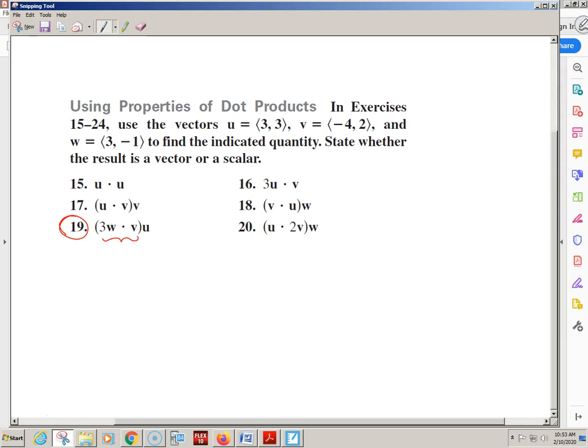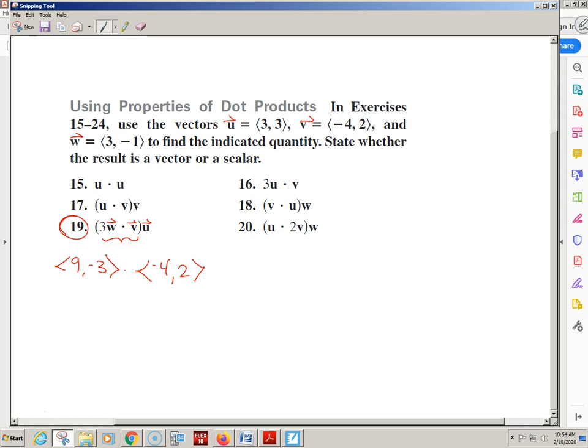PEMDAS, parentheses first. It works for vectors. So we want to do a dot product, but technically we don't just want W, we want 3W. Coming back up here, can you check real fast in your homework: are you throwing the vector arrow where you're supposed to? Okay, so we're tripling W, which is 9, -3, dot product with V, which is -4, 2. I like seeing the components and then doing the dot product. If I was doing the homework, I would probably do it all as mental math, but for showing the work, I'm showing the steps the way my brain thinks through it.